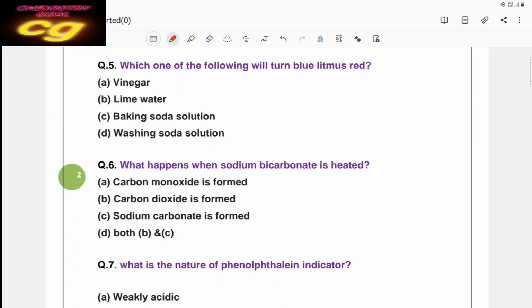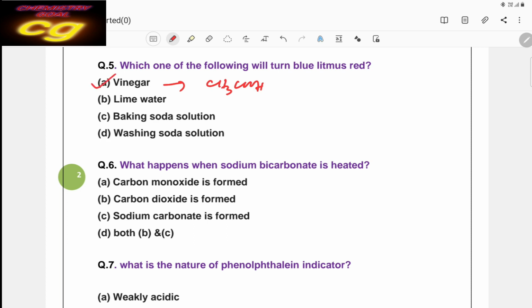Then question number 5: which one of the following will turn blue litmus red? As we know, blue litmus turns red only if it is acidic. Blue changes to red, it is acidic. Here vinegar is an acid because it is acetic acid; lime water is a base, baking soda is a base, washing soda is a base. So acid changes blue litmus to red.